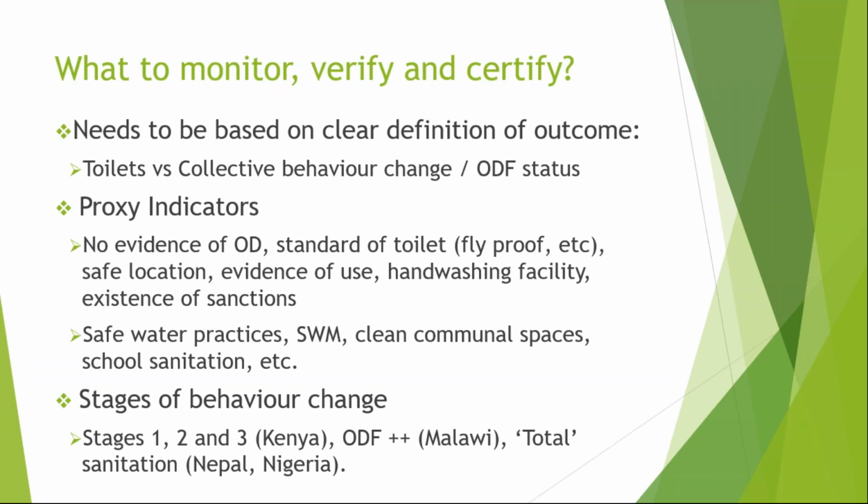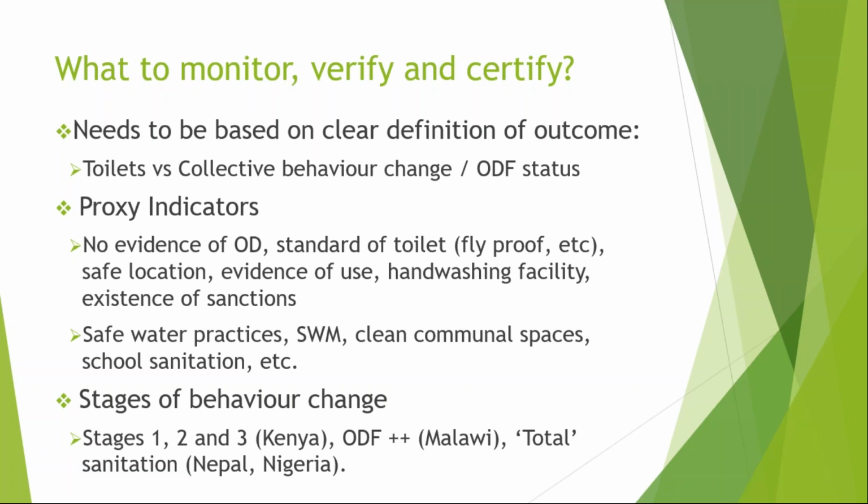Is there a hand washing facility? And are there sanctions within the community? It's also a good indicator if people are saying that there are sanctions in place and that they are being enforced around the practice of open defecation. And then there might be other more advanced indicators around safe water practice, solid waste management, cleaning up communal spaces and school sanitation. And this links to what some countries have done, which is creating different stages for monitoring and verification.